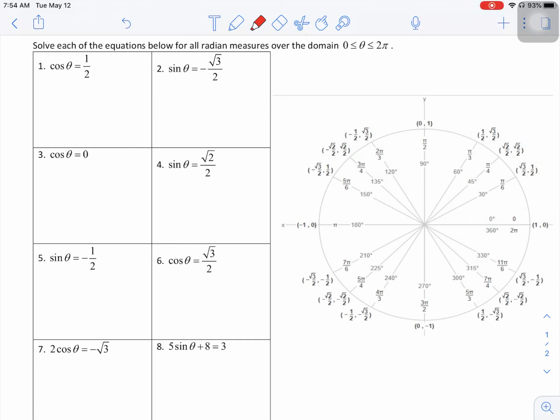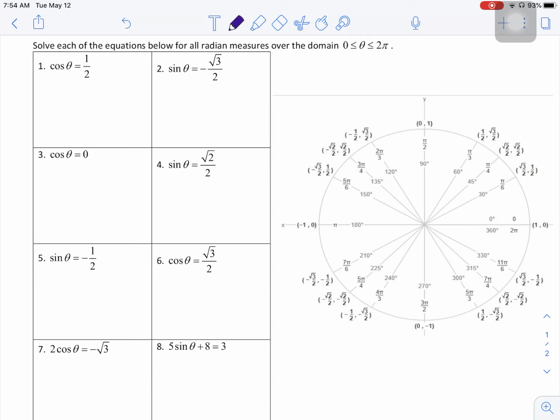Okay, so lesson one, part two. I said I was going to go through these example problems, right? We've got 8 of them over here, and we have a unit circle that's completely filled in, right? So we've got all the degrees, all the radians, all of the ordered pairs.